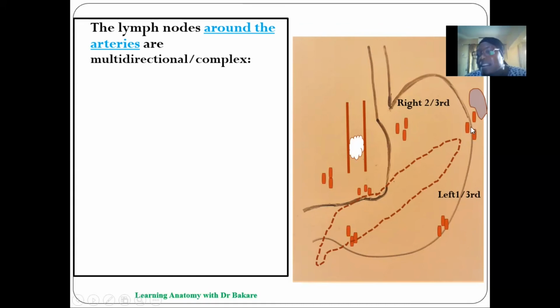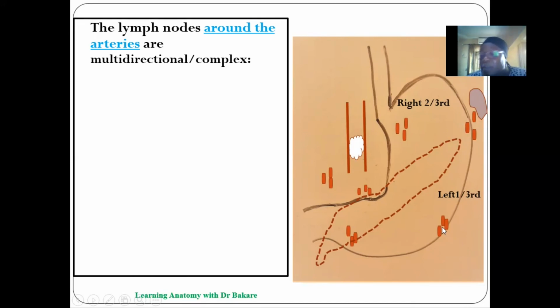Then we have the pancreaticosplenic lymph nodes. If you break the name down, you see that they are located between the pancreas, this is the pancreas, and the spleen, and this is the spleen. So they are located between the pancreas and the spleen, and that is why they are named the pancreaticosplenic lymph nodes. They drain the spleen and also the pancreas, and they also help to drain the upper region of the greater curvature of the stomach.